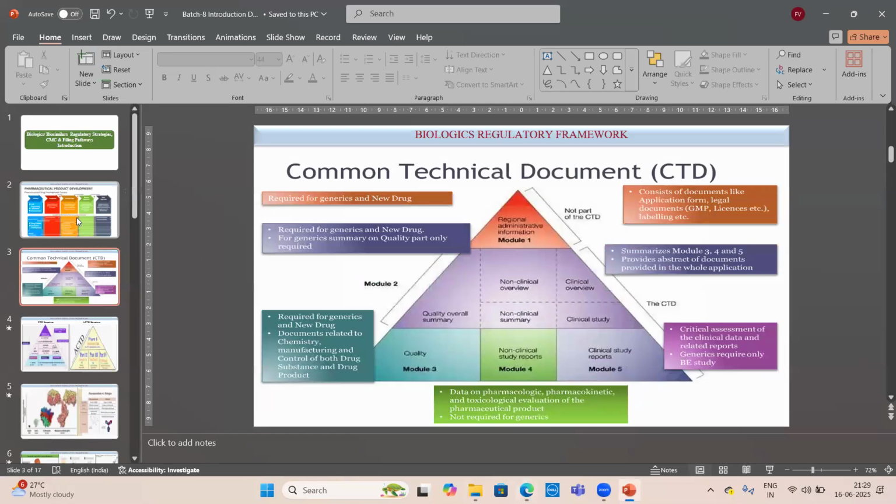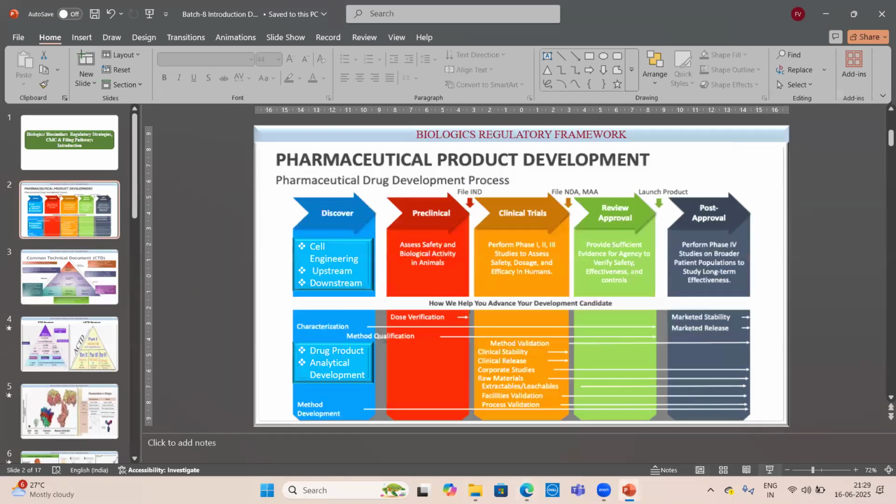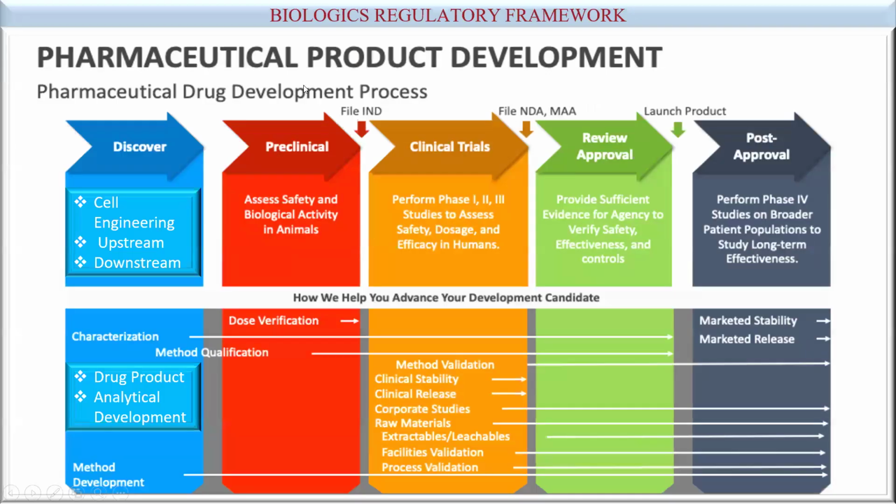Yeah, so I have a doubt. How do you get the reference product? We go to the market and purchase a reference product for different batches and compare with our innovator product.